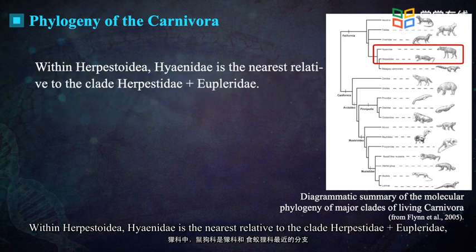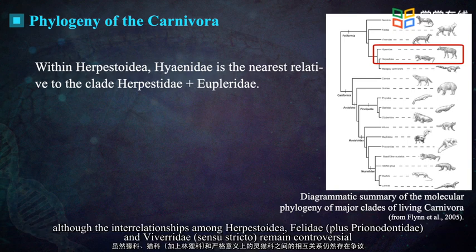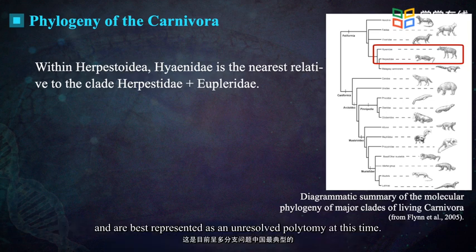Within Feliformia, Hyaenidae is the nearest relative to the clade Herpestidae plus Eupleridae, although the interrelationships among Herpestoidea, Felidae plus Prionodontidae, and Viverridae, sensu stricto, remain controversial and are best represented as an unresolved polytomy at this time.